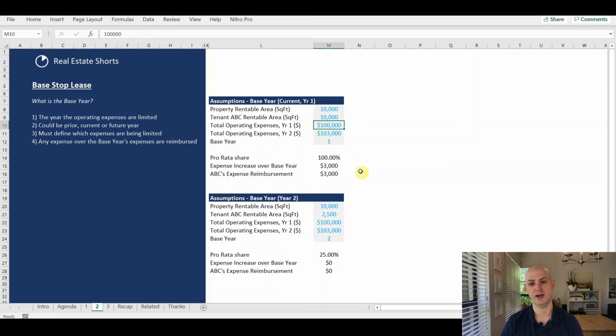All right, so now let's take a look at what happens if you redefine base year. So let's say base year is now year two instead of year one or current year. Same circumstance: 10,000 square feet, 2,500 square foot tenant, operating expenses were $100,000 year one. They are estimated to be $103,000 in year two. But by redefining the base year, the tenant doesn't owe anything yet, because now we're taking the difference over $103,000.